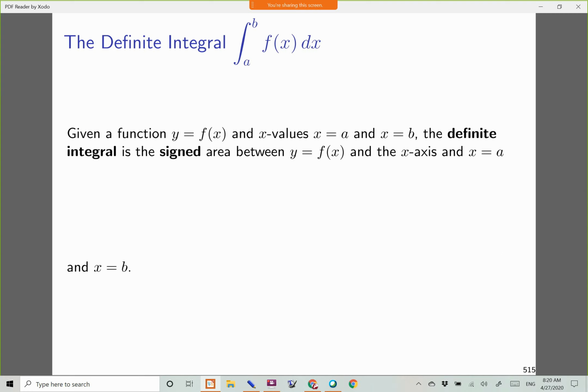So while a lot of the warm-up questions today are good review for the exam on Thursday, now we're digging into something that's entirely new. So we have the same integral symbol we've seen before. And what we've looked at so far was called the indefinite integral. We're going to take a look at an entirely new beast called the definite integral.